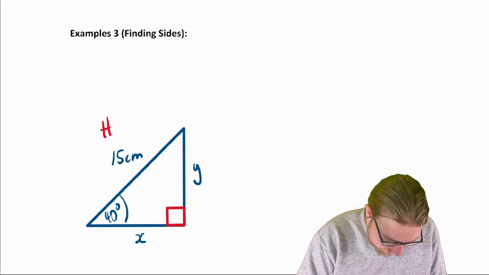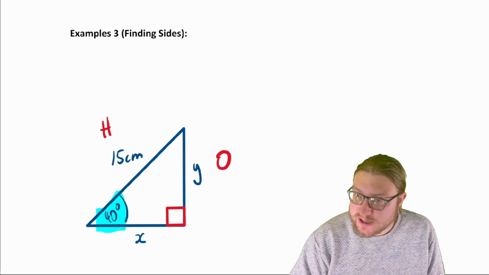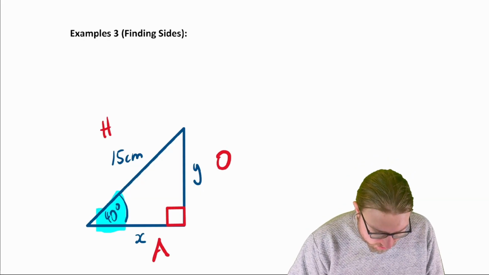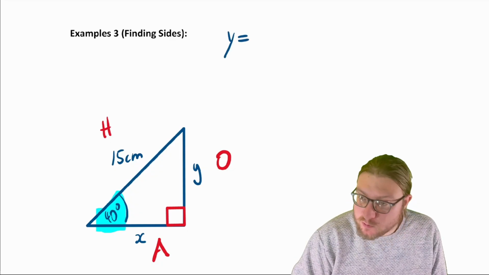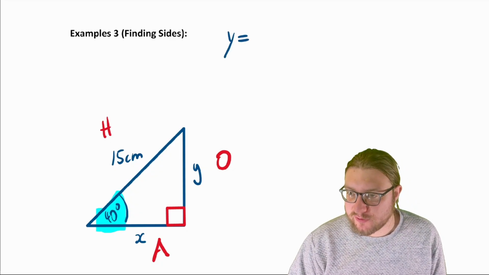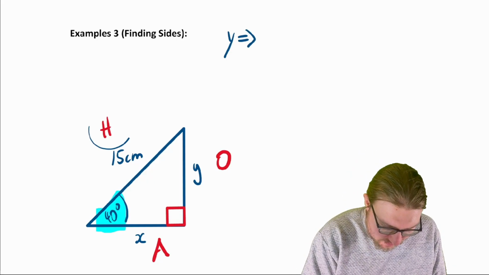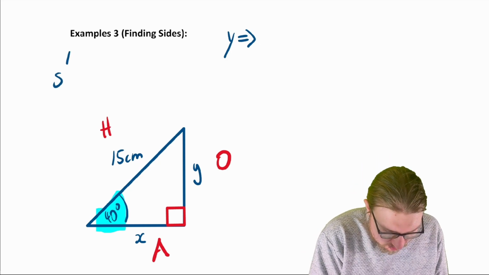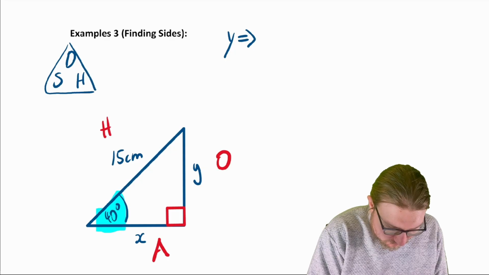If we now know that the angle is here at the bottom, then we can mark our opposite over here and the adjacent at the bottom. Now, what do we need to find out what y is? If we want to find y, O needs to be involved. So we need an O and we need h, because h is the value that we've been given.